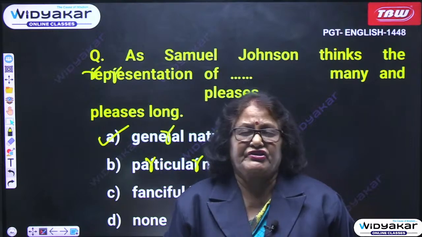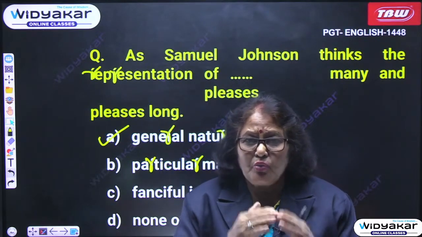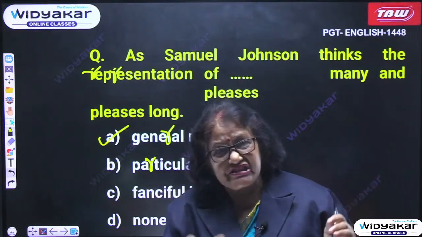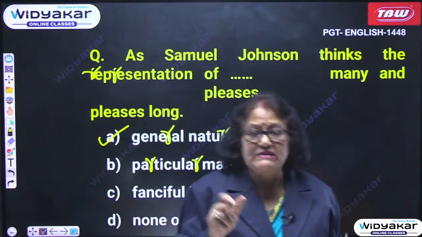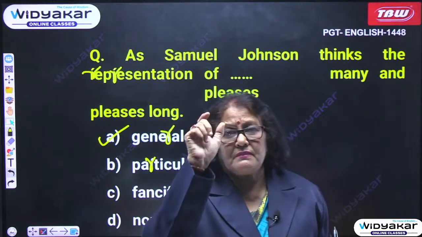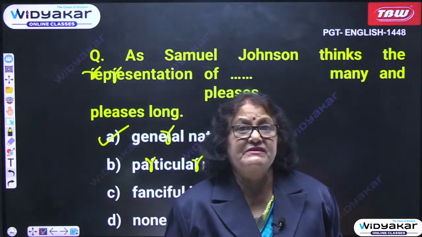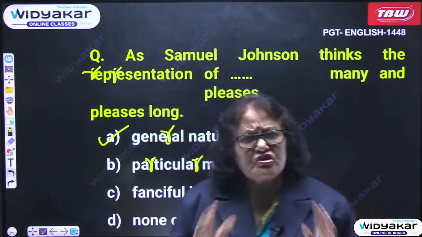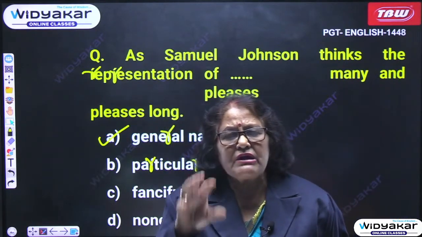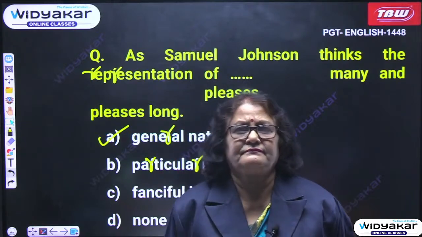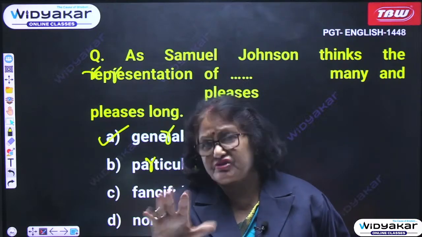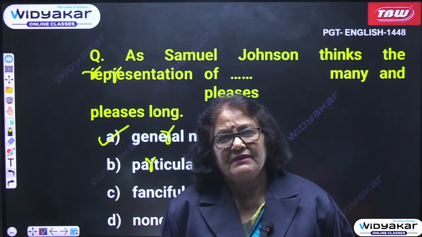What is general nature? Johnson in his Preface to Shakespeare enumerated the merits of Shakespeare. When Johnson started listing the merits of Shakespeare, he said that other artists mostly concentrated on love. They concentrated on love. Love is a passion, one of the passions.